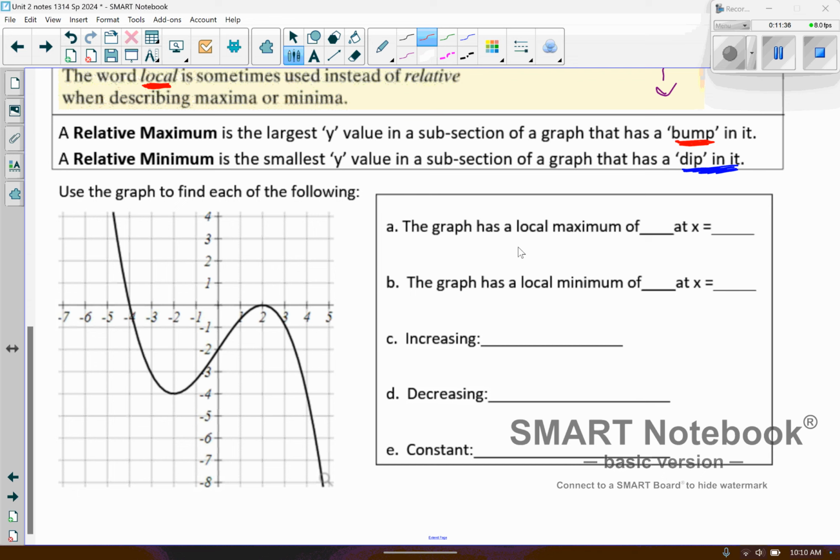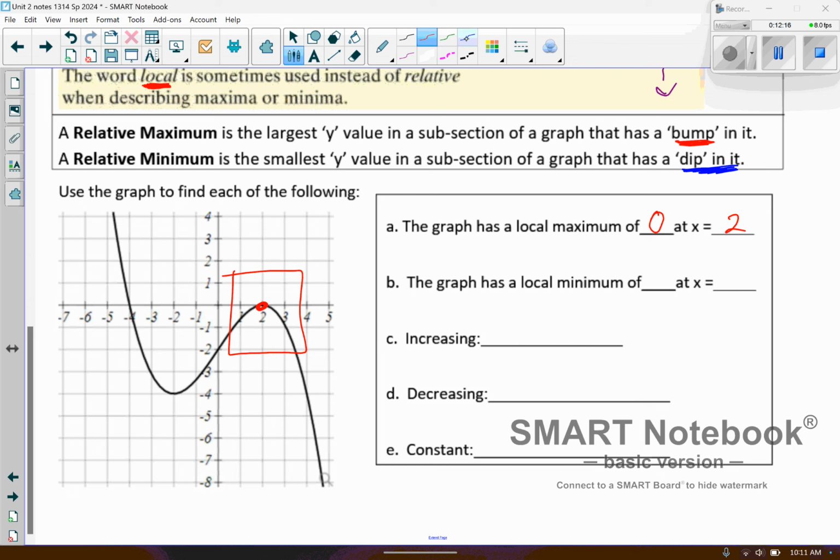Use the graph to find each of the following. The homework should pretty much look like what I have in this boxed area. Part A says the graph has a local maximum of. If you look, it doesn't actually have a maximum because it goes up indefinitely, but for a local maximum, you can see there's a little bump in the graph right here, a little peak. The maximum is referring to the y value. So the y value right there is 0, and it occurs when x is equal to 2.